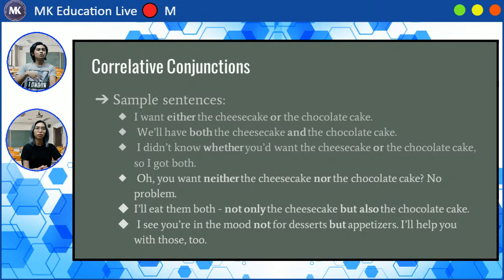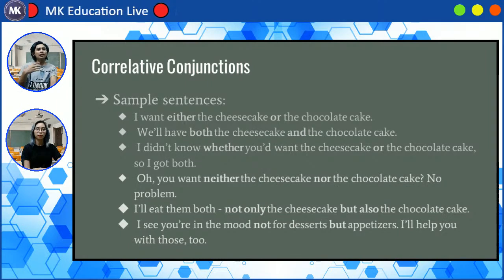Okay? Now, oh, you want neither the cheesecake nor the chocolate cake? No problem. So this is the example that was stated in the coordinating conjunctions with nor. Neither nor. That means both are unwanted. Next, I'll eat them both. Not only the cheesecake, but also the chocolate cake. So this represents that you want both of them, not just one, but both of them.